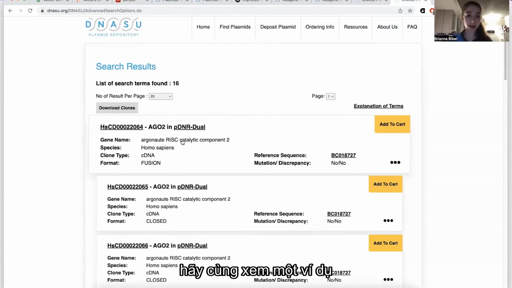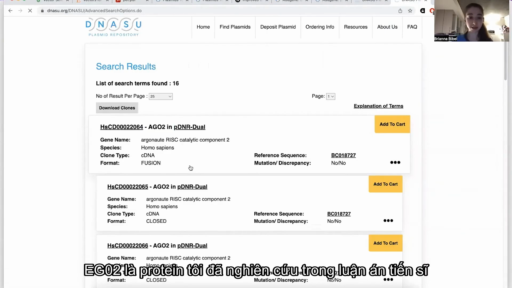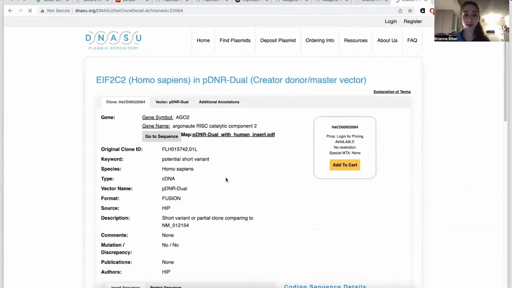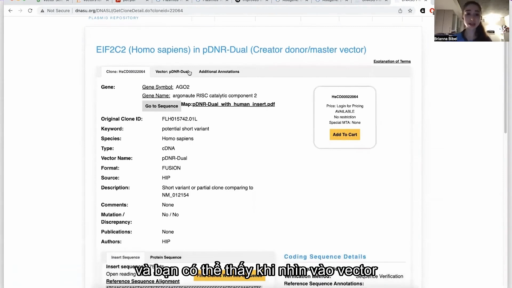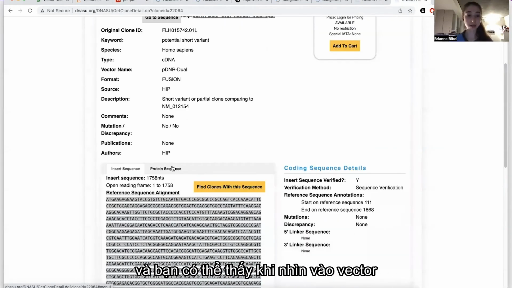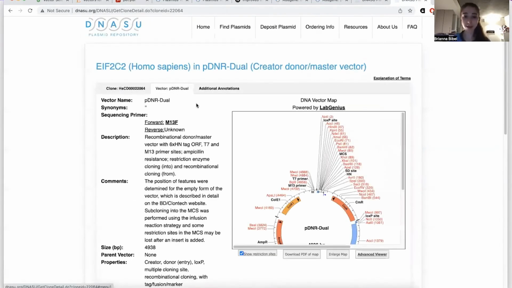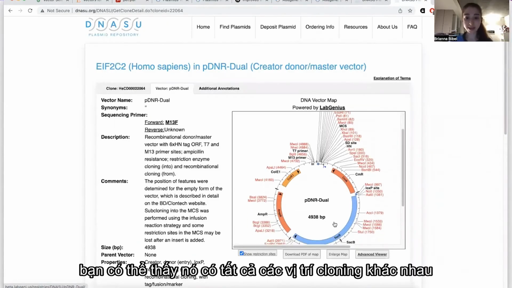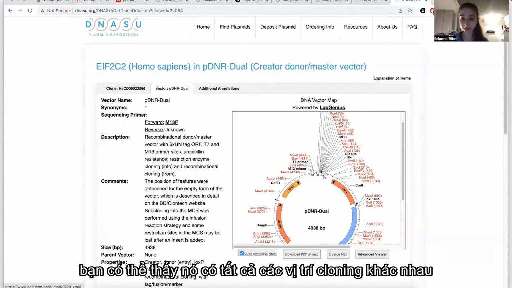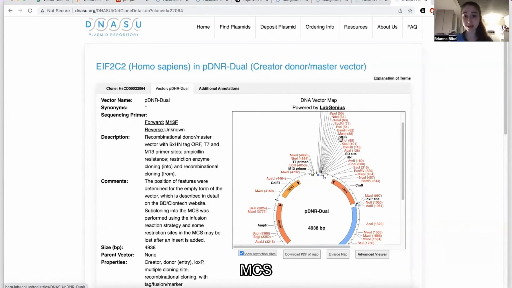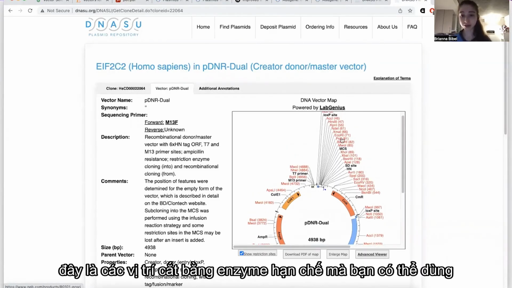Okay, so let's just look at an example. AGO2 was this protein that I studied in my PhD. And if you look at the vector, you can see that it has all of these different cloning sites. This MCS, these are all different restriction enzyme cut sites that you can use.